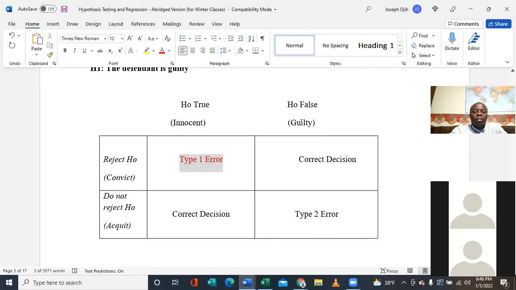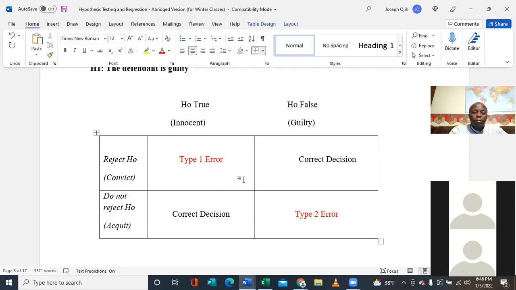Now, if the defendant is guilty, and there's enough evidence to convict and he was convicted, then the court has made a correct decision. See? Now, if the defendant is innocent and there's enough evidence to acquit him or her so that he was acquitted, the court has made a correct decision. And if the same defendant is guilty and he or she was acquitted because there's not enough evidence, then the court has committed type 2 error. Questions? Any questions so far? What I have explained?